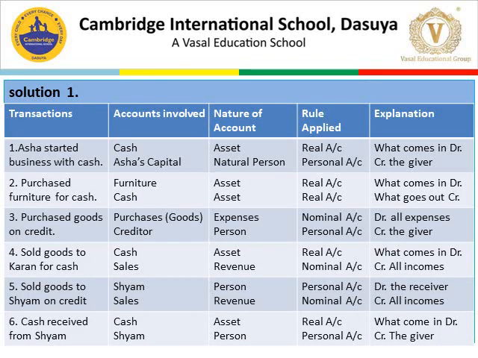We will draw 5 lines. In the first column, we will write transactions. Second, accounts involved. Third, nature of account. Fourth, rule applied. And the fifth one is the explanation, where we will write the character of the account, real, personal or nominal. So number 1 transaction is Asha started business with cash. Here we will find the accounts which are involved in it: cash and Asha's capital.